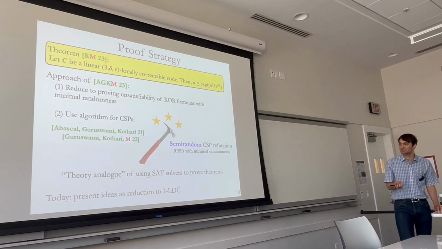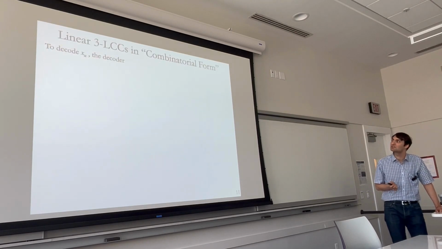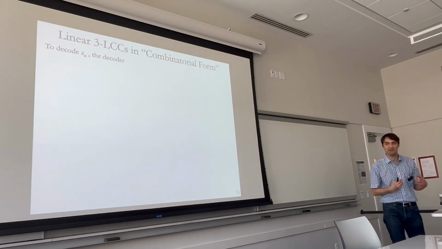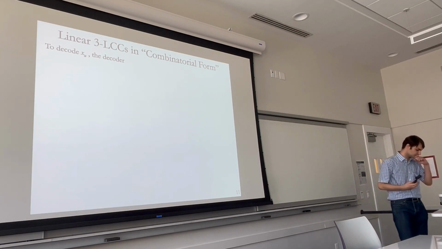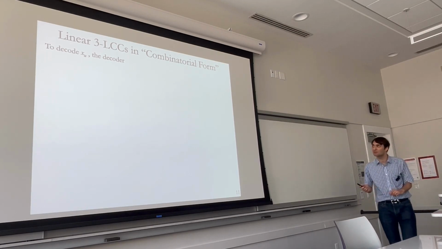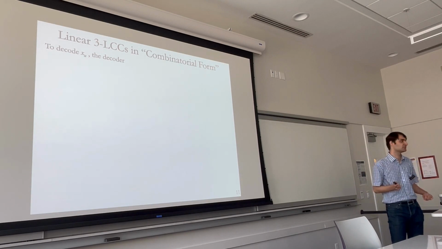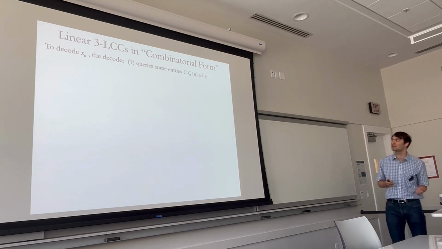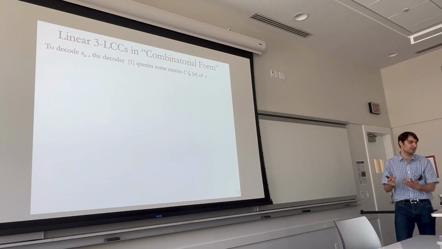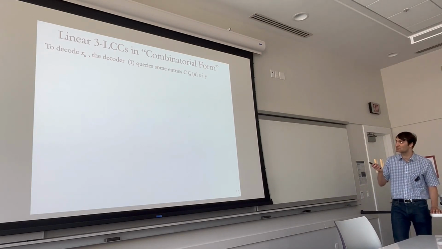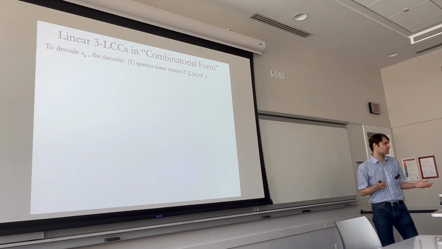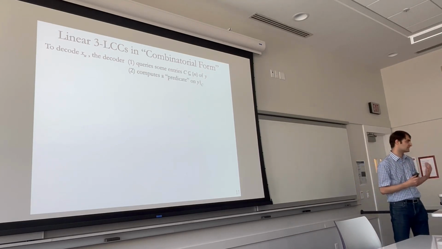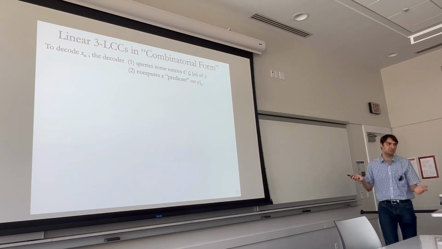Anyways, let me move on to this reduction, but before I can do that, I first have to tell you about a more standard, combinatorial form that LCCs have. The way I want to motivate this is to think about what the decoder should be doing when it tries to decode x sub u. It has only two things it can do. It's first going to query some set of entries of y, the entries it reads. And then it's going to output some predicate on the entries that it reads to get x sub u. What else can it really be doing?